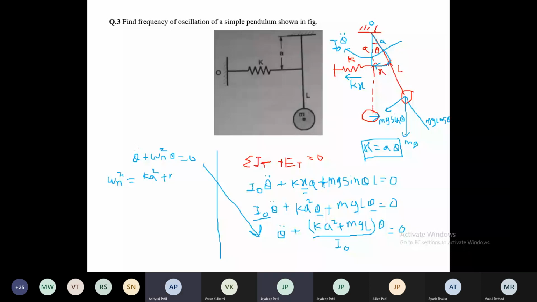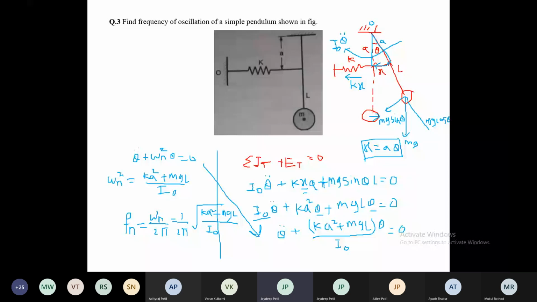Now you have to write down omega n and find out the frequency. You know the formula of frequency. Fn is equal to omega n upon 2 pi, is equal to 1 upon 2 pi under root of k a square plus mgL upon I0. Okay, now this is the equation of frequency of the given system by using the equilibrium method.